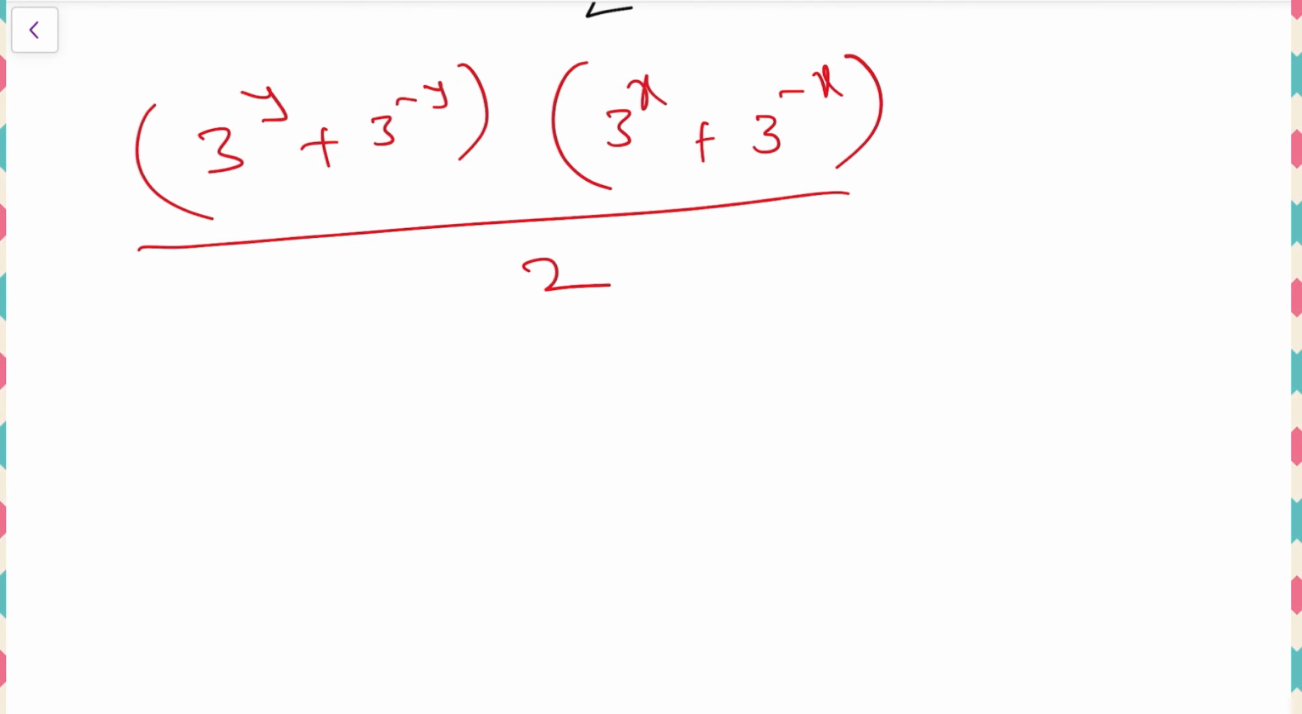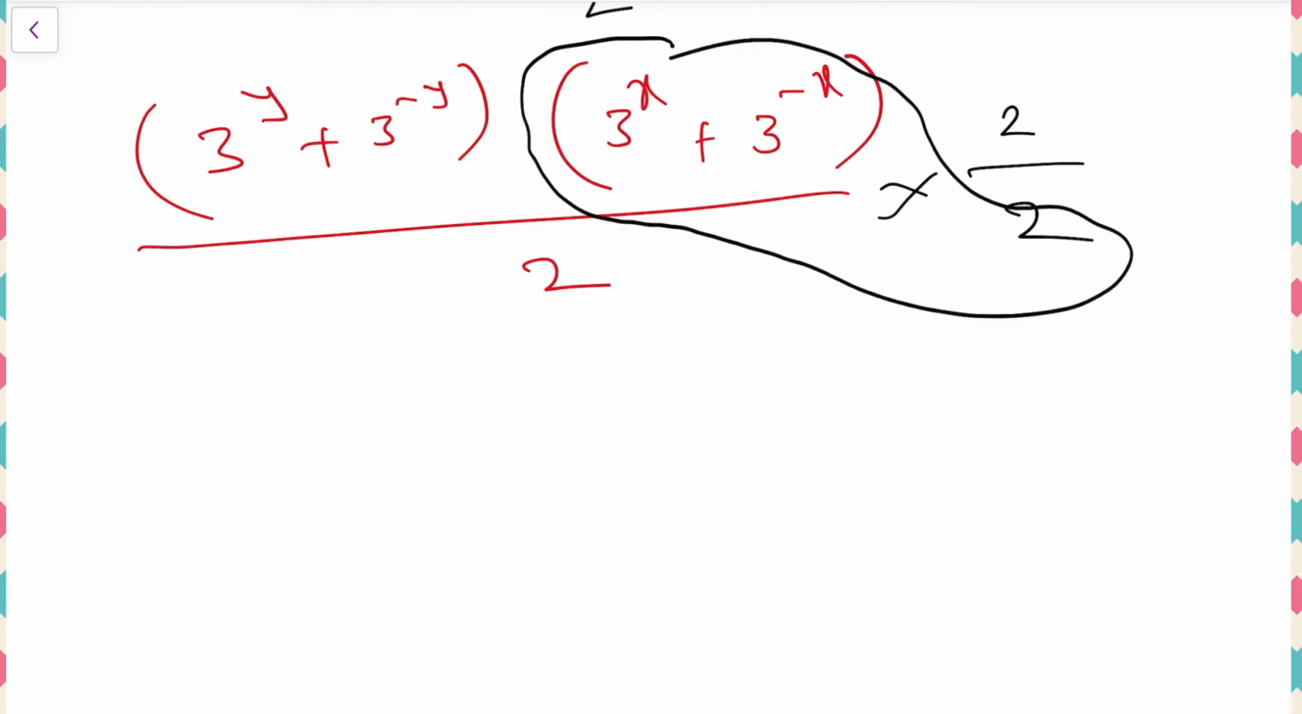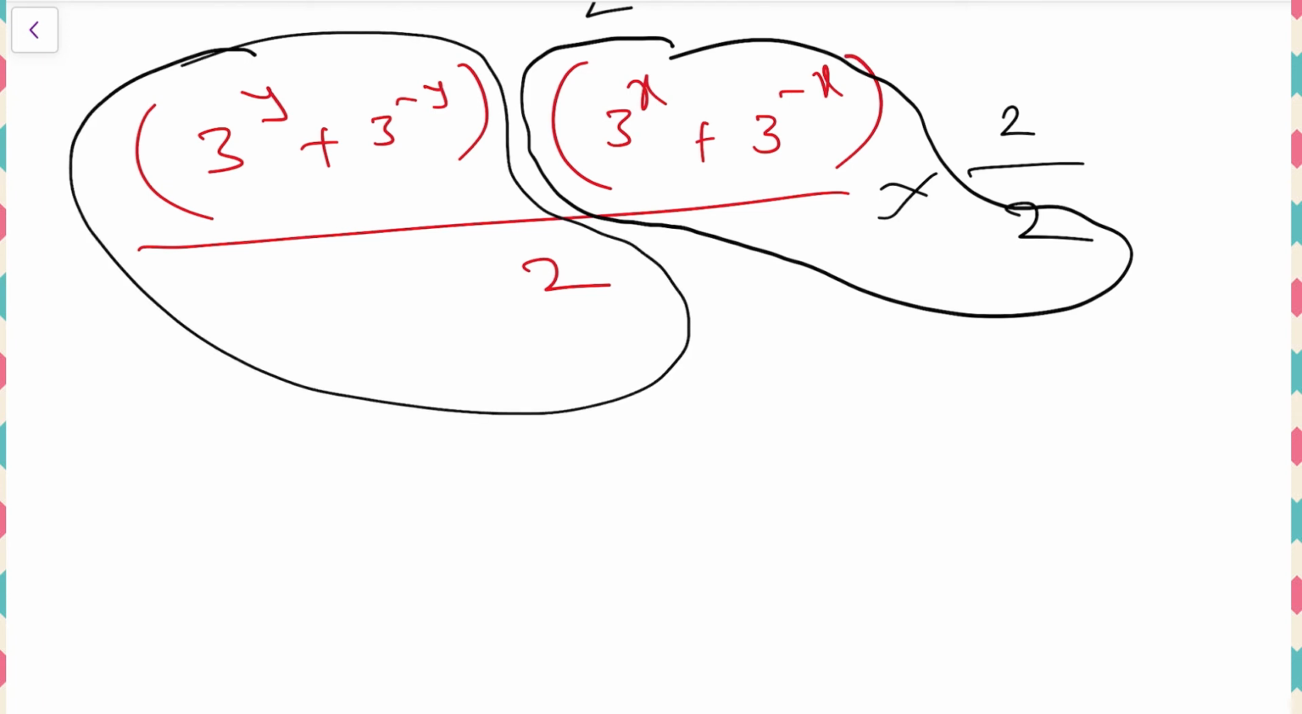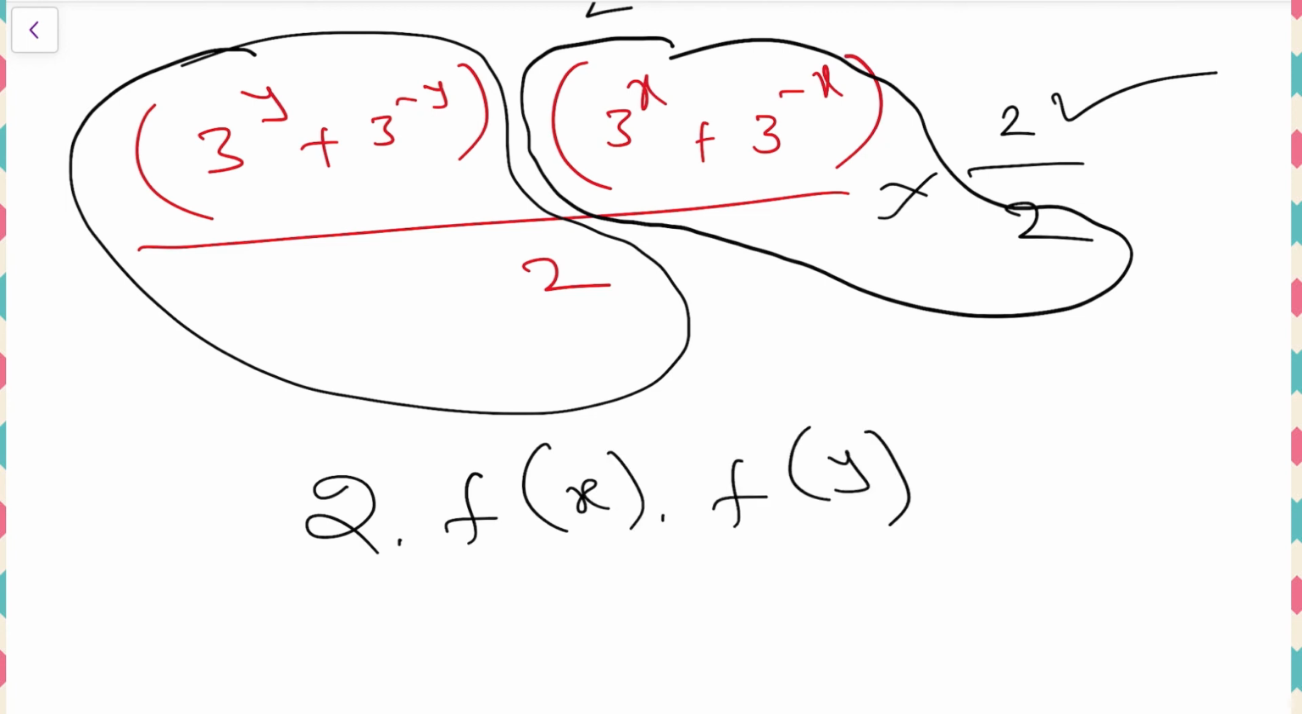Now what I am going to do is multiply and divide this by 2, that is 2 by 2. So now if you observe the question clearly, 3 power x plus 3 power minus x by 2 is nothing but f of x. 3 power y plus 3 power minus y by 2 is nothing but f of y. This number 2 stays as it is. So we can simplify it as 2 times f of x times f of y.